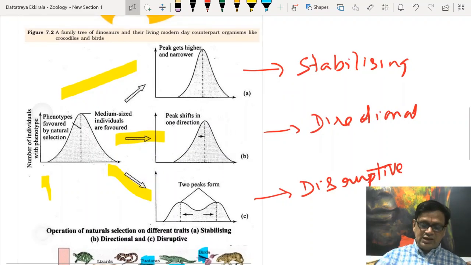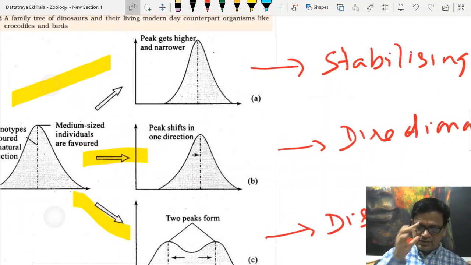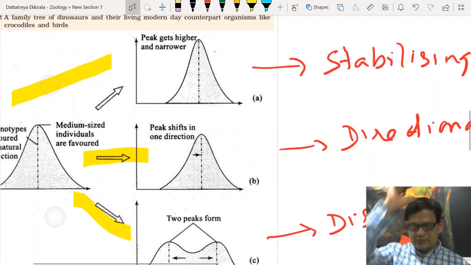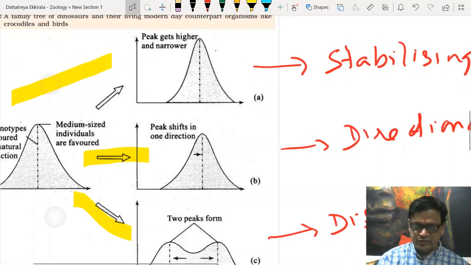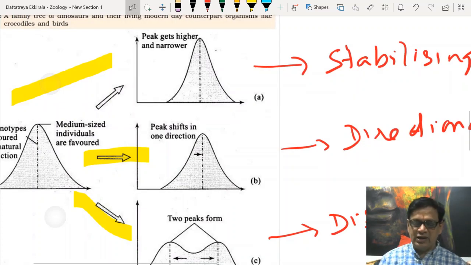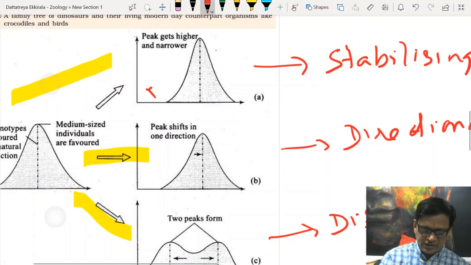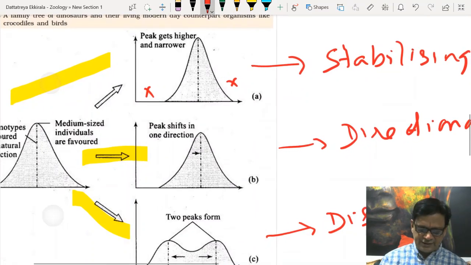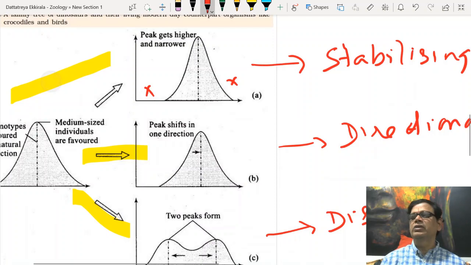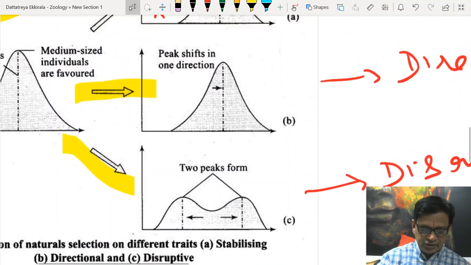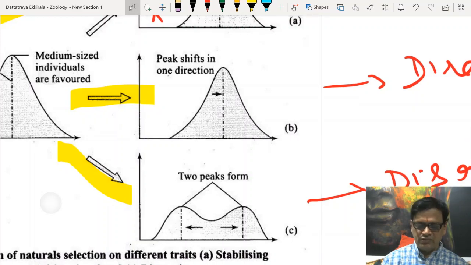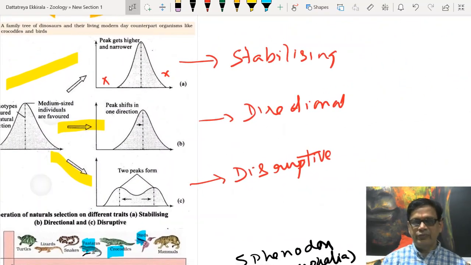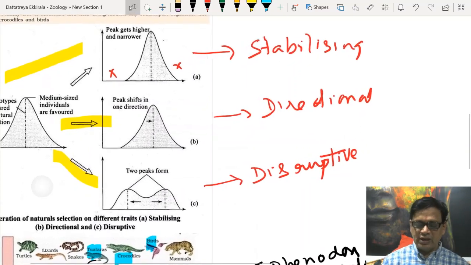So stabilizing selection stabilizes the population. The population gets stabilized, more and more average forms are selected, and the peak becomes higher and narrow. It means members on both sides are eliminated, here also eliminated, and only the average is selected. If you observe, sometimes average height and average weight in Britain and other areas, they made studies in childbirth. Babies with average weight are being selected, therefore stabilizing. So stabilizing selection generally does not promote that many changes.